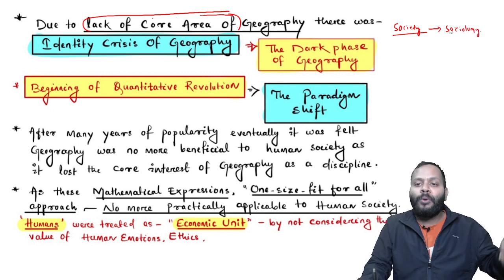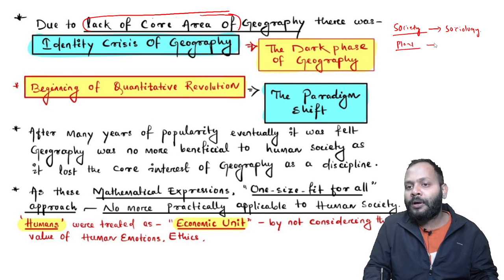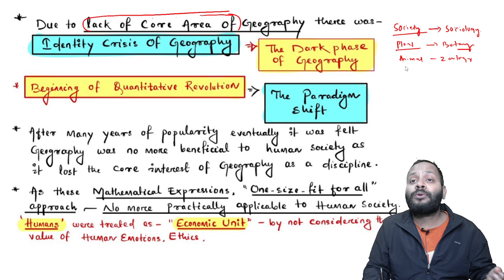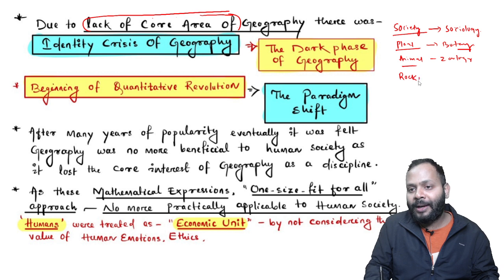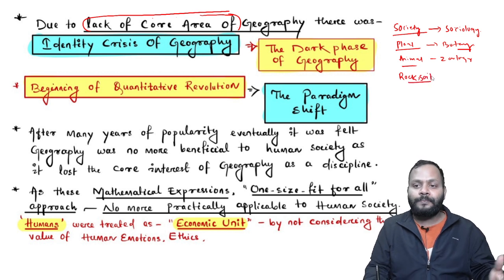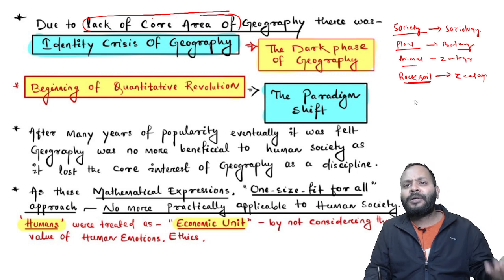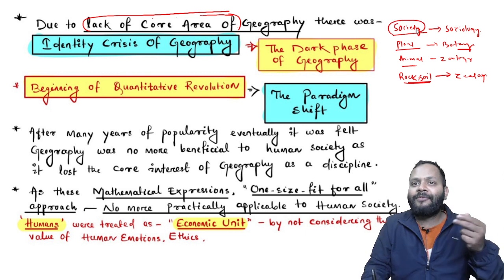If I want to know more about a plant, then I must go to botany. If I want to know more about animals, then I must go to zoology. If I want to know about rocks and soil, where must I go? I must go to geology. If I want to develop physics or chemistry, they have some core area of inquiry.